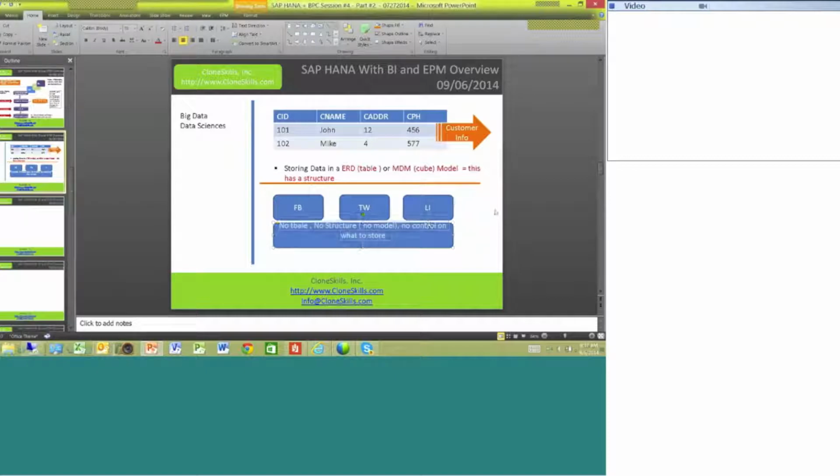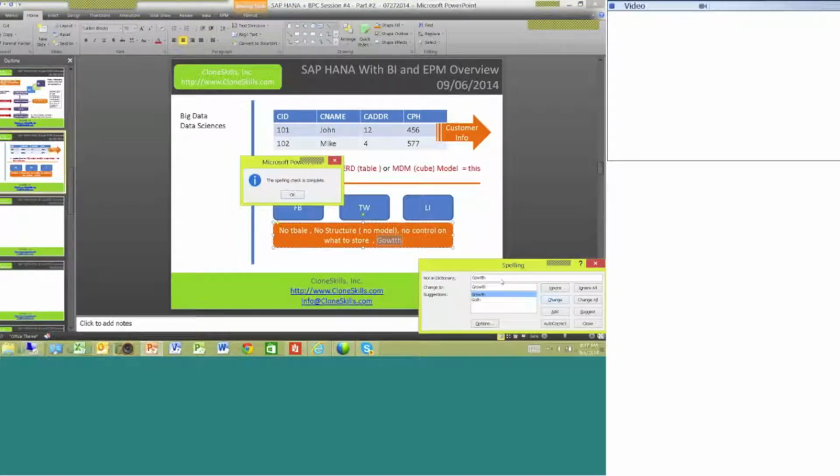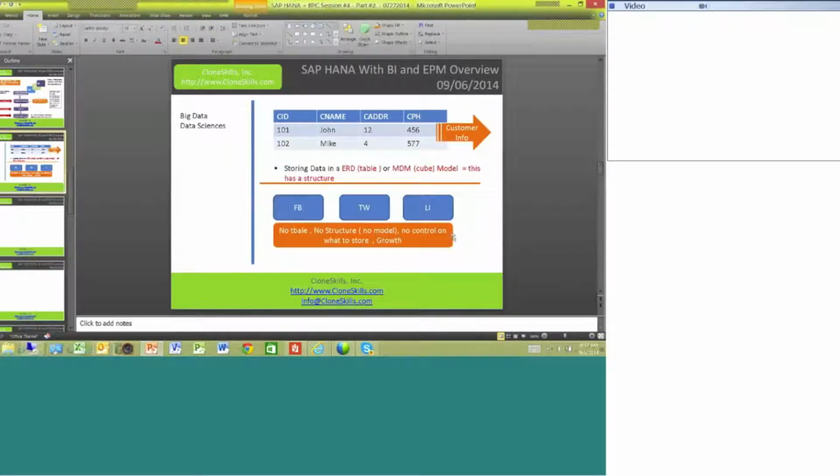People can store images, videos, whatever it is. They're storing everything. It depends on what the app supports. So no control on what to store. Growth, how much is it growing? No idea. It could be 100B, 200B, etc.